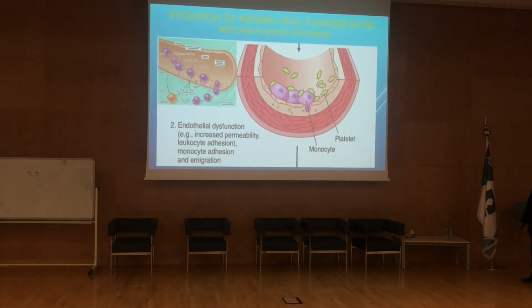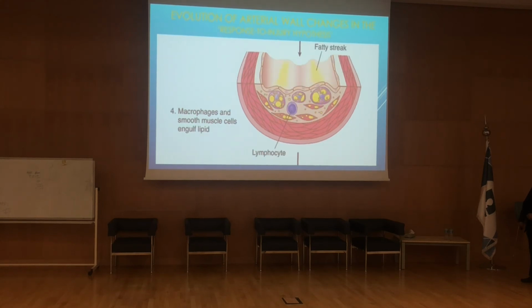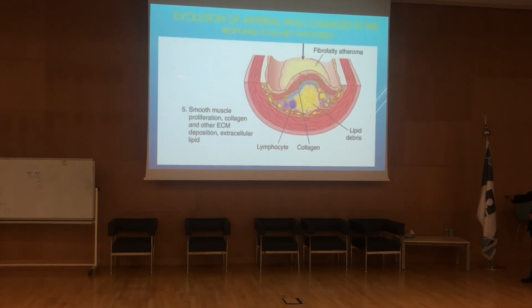Yes. Okay. Now the macrophages and the smooth muscle cells are here. They are activated, and what happens? The lipids are being taken up by macrophages and smooth muscle cells. Like this, macrophages and smooth muscle engulf the whole lipids. And finally, what happens? The smooth muscle proliferation, collagen. Now this smooth muscle is not the normal smooth muscle.